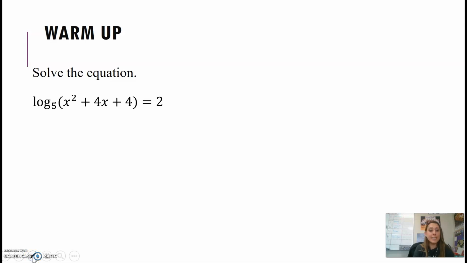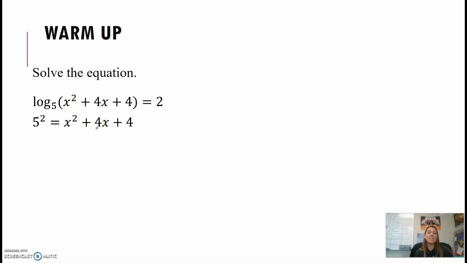Okay, functions, this is a warm-up that we started with today, and I want to make sure that you do know how to go through this. So, again, we only have one log like this on one side, and it's equal to this. We want to use that circle of logs idea and rewrite this to help us solve.